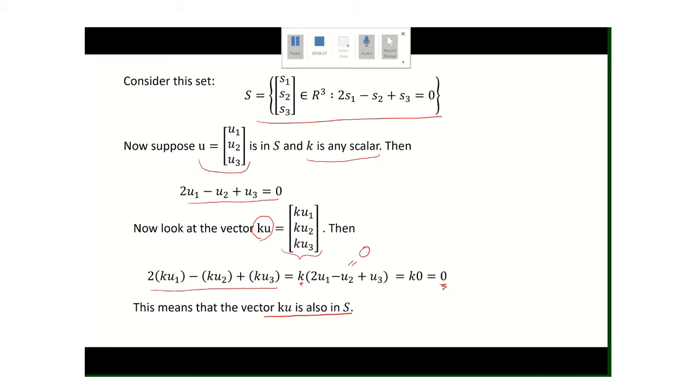This gives me two properties of this particular set, and these are a couple of the core properties of what is called a subspace.